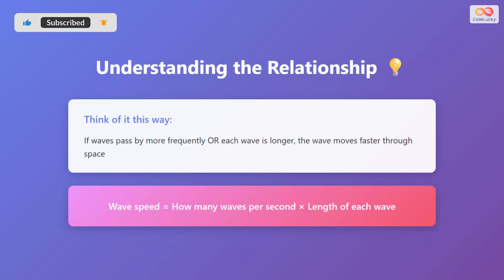Let's develop an intuition for why this relationship makes sense. Think of it this way. If waves pass by more frequently, meaning higher frequency, then the wave moves faster through space. Similarly, if each individual wave is longer, meaning greater wavelength, the wave also travels faster. Wave speed is literally equal to how many waves per second, that's frequency, multiplied by the length of each wave, that's wavelength. It's like saying, speed equals how many times something happens per second, times how far it goes each time.